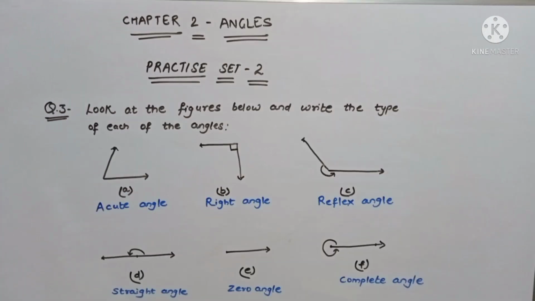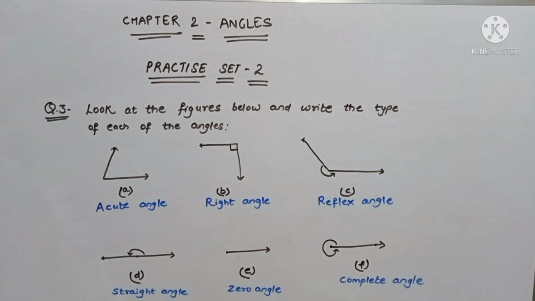Now the answer of question number 3. First, A. What is this angle known as? Acute angle. Why is this an acute angle? Because the angle measure is less than 90 degree, so it is an acute angle. B. This is a right angle, equal to 90 degree. It forms a right angle.